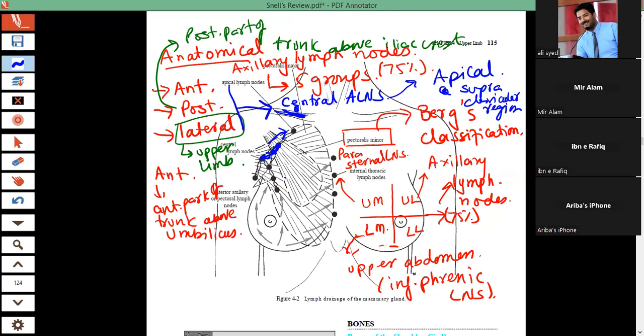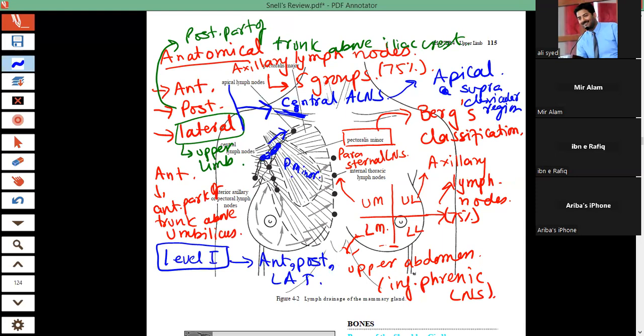Now the lymph nodes, see here, this is your pectoralis minor muscle. If they are lateral to your pectoralis minor muscle, you will call them level 1 axillary lymph nodes. And which ones come in level 1? Your anterior, posterior and lateral axillary lymph nodes.